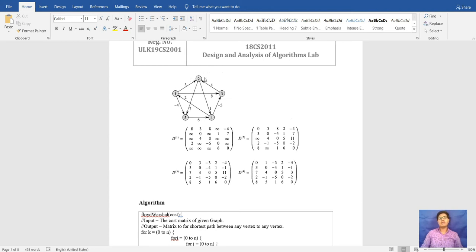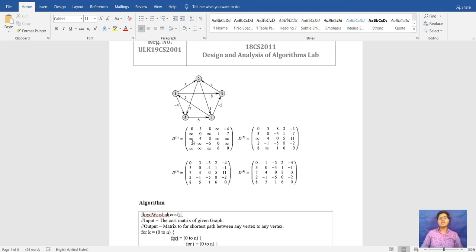When we go from 1 to 2, the weight is 3. When we go from 2 to 3, the weight is 4. But from 2 to 1 there is no path, so there will be infinity.